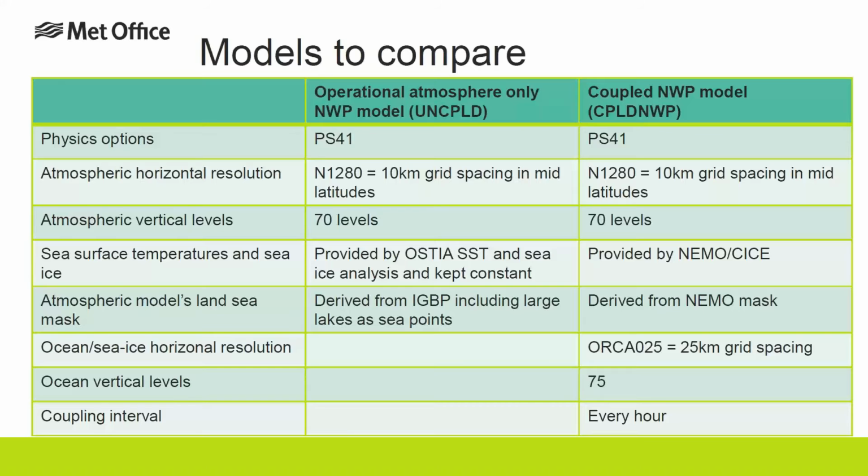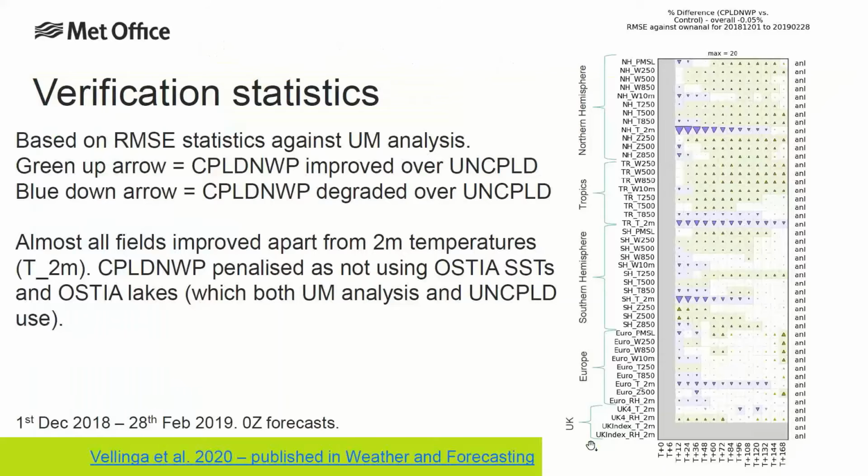The land sea mask is also different between the 2 systems. The operational atmosphere-only model uses IGBP to derive its land sea mask, which does include some large lakes and sea points, whereas the coupled NWP model uses the NEMO land sea mask, then regridded to the atmosphere grid. The horizontal resolution of the coupled NWP for the ocean is ORCA quarter, so about 25 kilometers, with 75 vertical levels in the ocean, and again, coupling every hour.